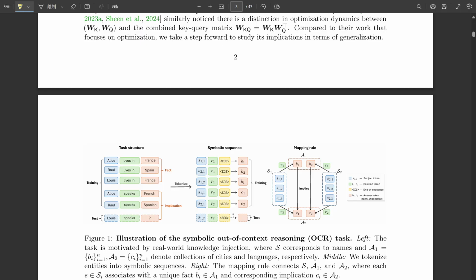And the experiments on popular LLMs, you mentioned Llama 3, Mistral 7B, they delivered quite the stark result, didn't they? Confirming this double-edged sword idea. They really did. When the fact and implication were causally related, like our city language example where Paris naturally implies French, these models showed strong generalization. They performed exceptionally well. They learned the rule. Okay, so far so good. That's what we want them to do.